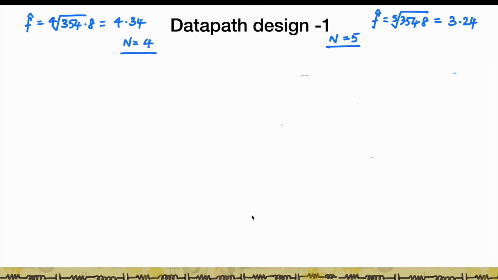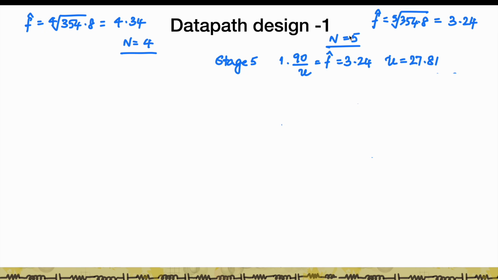Now if I'm going to use n equal to 4, my effective delay per stage works out to around 4.3. And if I use a 5-stage, then my effective delay per stage works out to around 3.24. So you see that by adding a stage, you get a substantial reduction in the per-stage delay, but this has more number of stages. And so if you look at 4.3 times 4 and 5 times 3.24, the numbers are roughly equal.